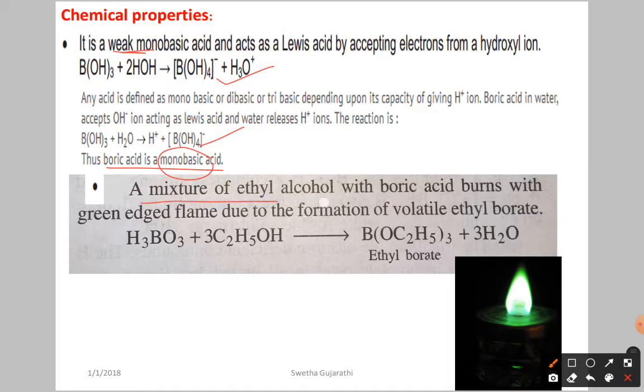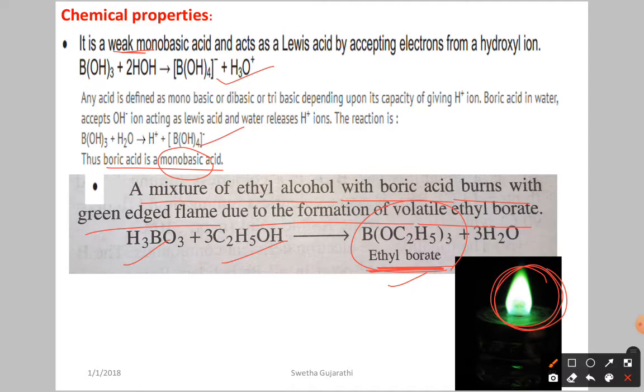Here we have one reaction: a mixture of ethyl alcohol with boric acid burns with a green edged flame due to the formation of volatile ethyl borate. Here boric acid reacts with the ethyl alcohol. Here you can see the green edged flame. This is the green edged flame, because of the formation of ethyl borate. Because of this structure, you are going to get the green edged flame.